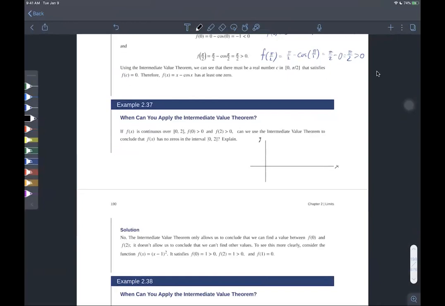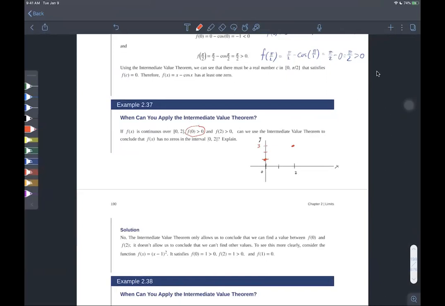What it does say is, there's an interval from 0 to 2. And we're told that f of 0 is a positive number. So f of 0, let's just say it's 1 for some reason. Any positive number, you can choose any positive number. And f of 2 is, let's say 3, some other positive number. Can we use the intermediate value theorem to conclude that f of x has no zeros in the interval from 0 to 2?